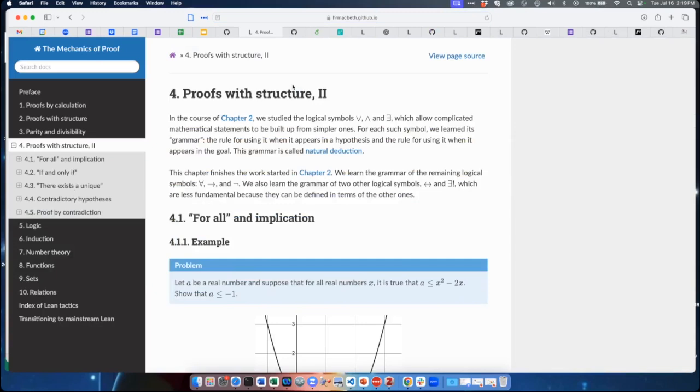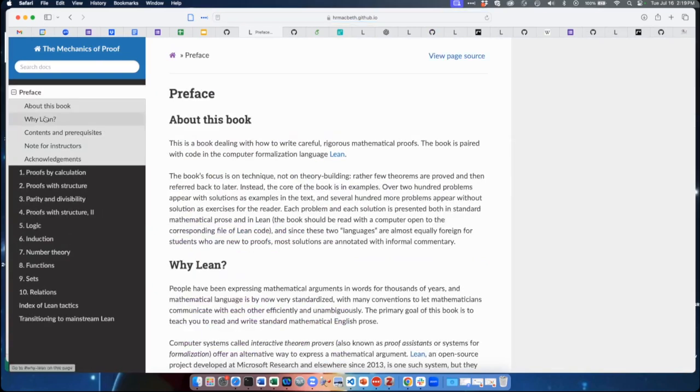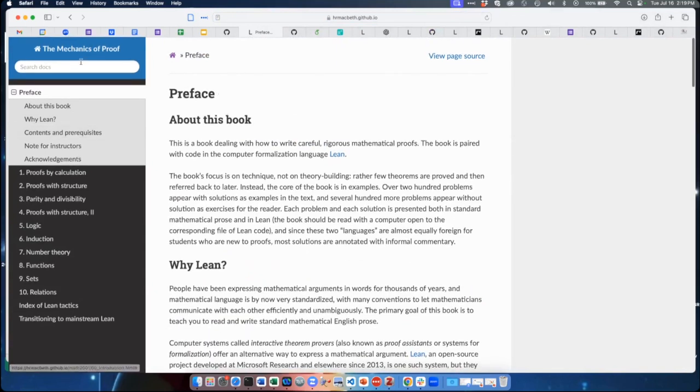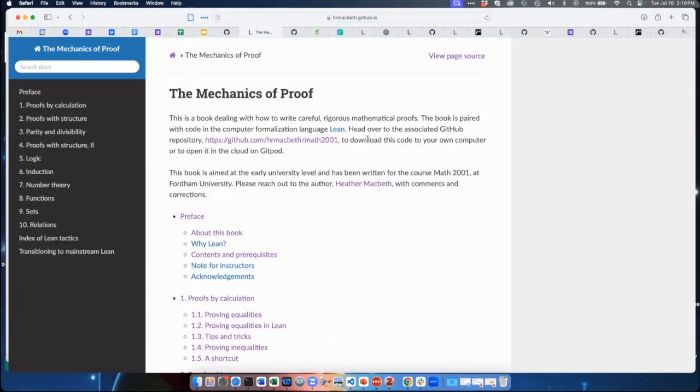And so this is based on a math course. Here we go, I'll go to the landing page. This is the textbook associated with Math 2001 by Professor Heather Macbeth at Fordham University. And you get the hint from the first two digits. This is a sophomore level math course. It's for math majors, but it doesn't presume a lot of math background, which is why we are heavily leaning on this, because that's the audience we're targeting with scientists and engineers.